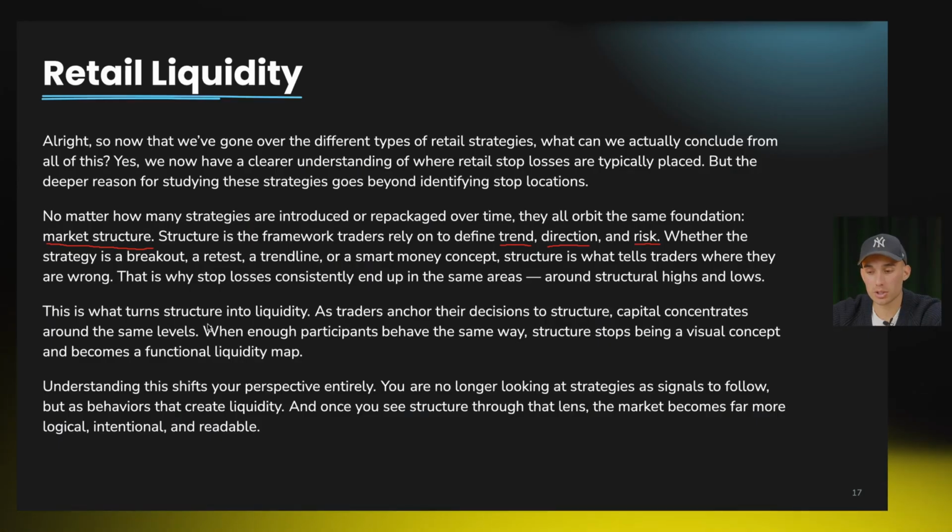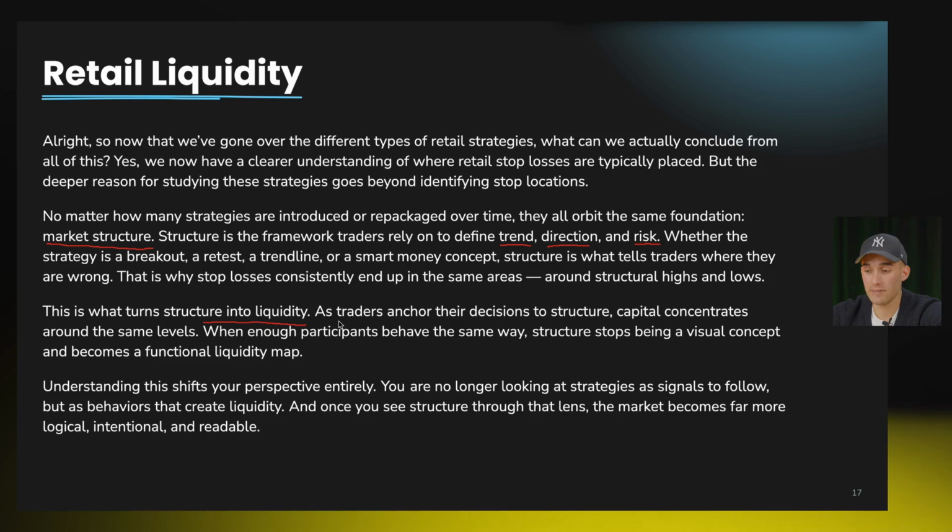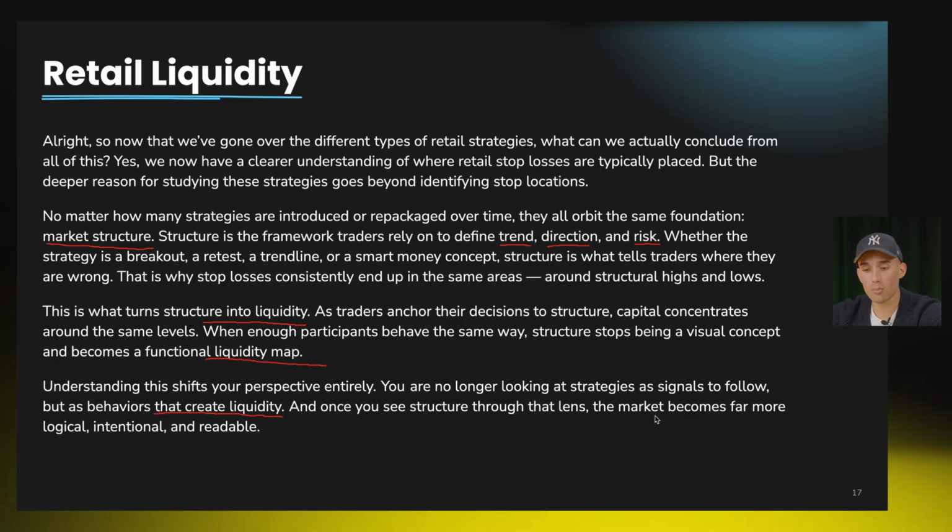This is what turns structure into liquidity. Due to structure, capital concentrates around the same levels. When enough participants behave the same way, structure stops being a visual concept and becomes a functional liquidity map, we can call it. Understanding this shifts your perspective entirely. You're no longer looking at strategies as signals to follow, but as behaviors that create liquidity. And once you see structure through that lens, the market becomes far more logical, intentional, and readable.